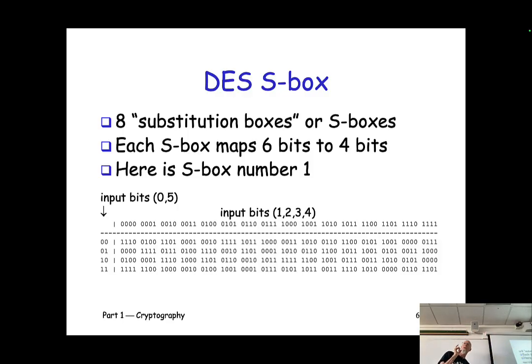So does anybody see what's going on with each row of this lookup table? Each row of this lookup table has some special property that it satisfies.